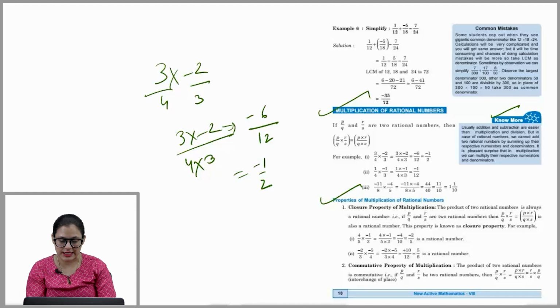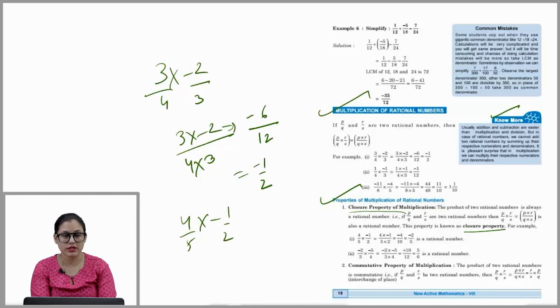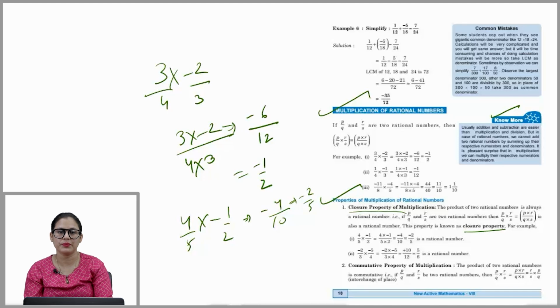So the first property is closure property of multiplication. The product of two rational numbers is always a rational number. That is, if p/q and r/s are two rational numbers, then p/q times r/s is equal to (p times r) upon (q times s), which is also a rational number. This property is known as closure property. For example, 4/5 times minus 1/2 is what? Minus 4/10 or minus 2/5. This is also a rational number, right?